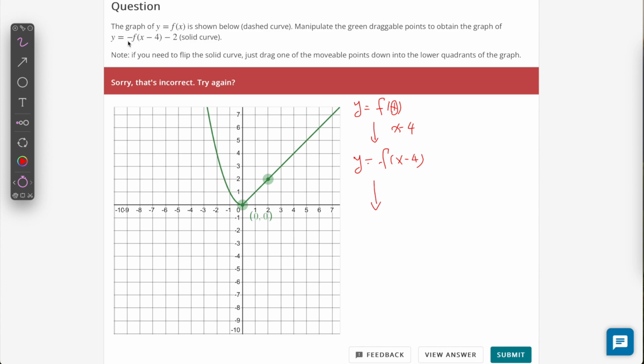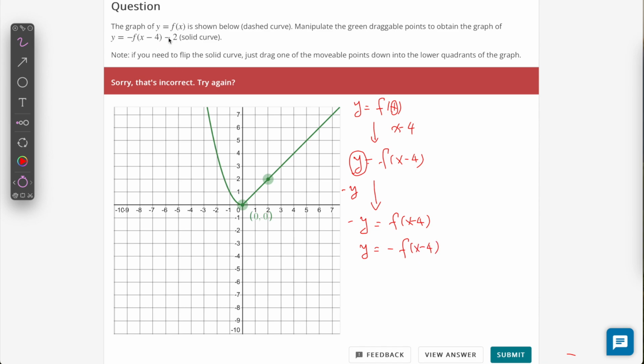by replacing y with -y. So circle this, replace with -y. -y equals f of x minus 4. So that will give you y equals negative f of x minus 4.